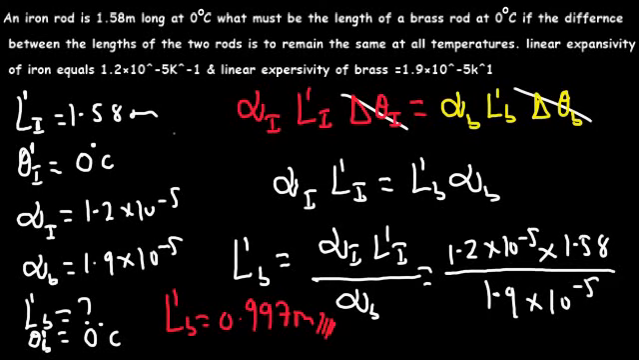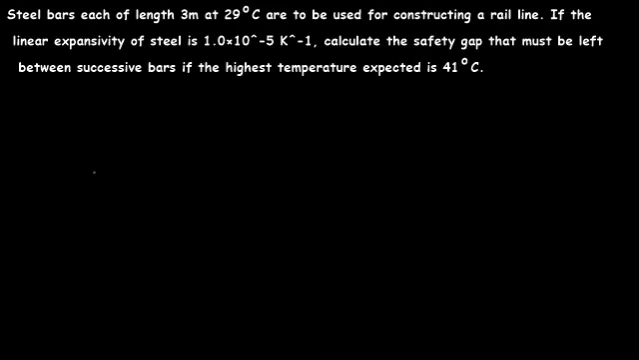On to example number 5. Steel bars, each of length 3 meters at 29 degrees Celsius, are to be used for constructing a rail line. If the linear expansivity of the steel is 1.0 times 10 to the power of negative 5 per Kelvin, calculate the safety gap that must be left between successive bars if the highest temperature expected is 41 degrees Celsius. Well, I changed my mind.